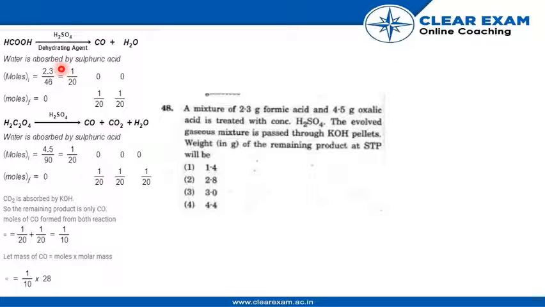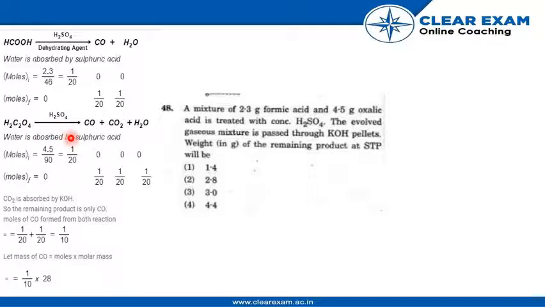Okay, let's see in this equation. HCOOH with H2SO4 as a dehydrating agent becomes CO plus H2O. When water is absorbed by sulfuric acid, the moles will be 2.3 by 46, that will be equal to 1 by 20. Then moles of formic acid will be 0.